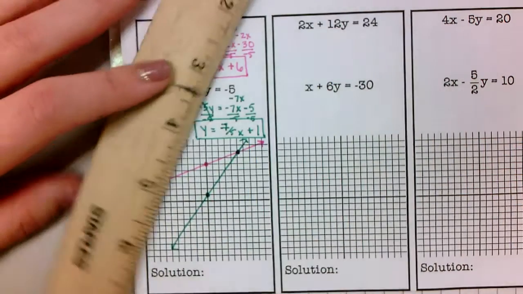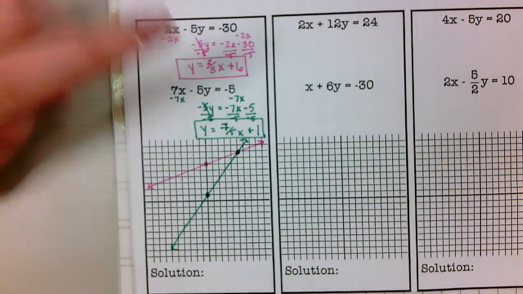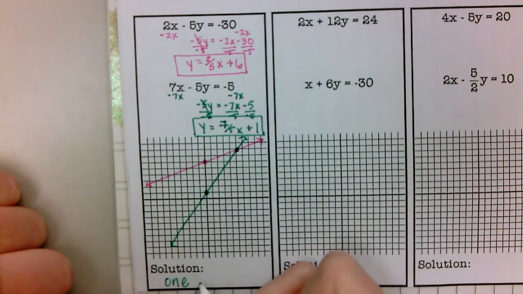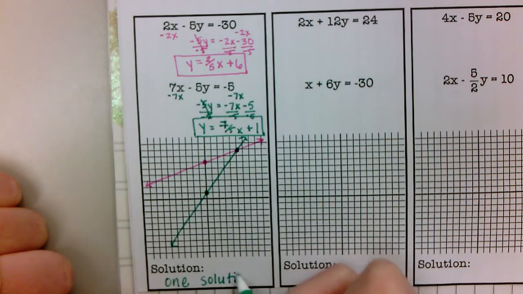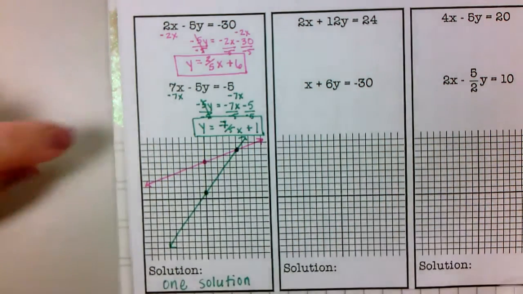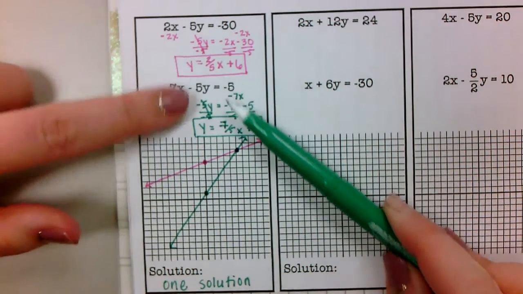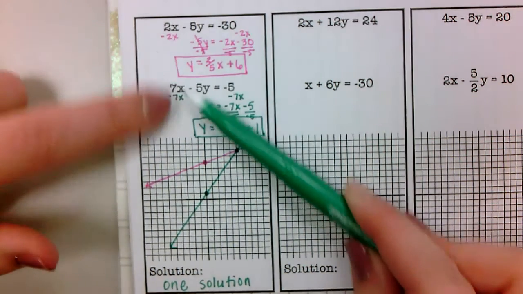Meaning, these two equations have one solution. They meet in one spot. So there is a number, an x value, that you could plug into both equations that would give you the exact same y value.